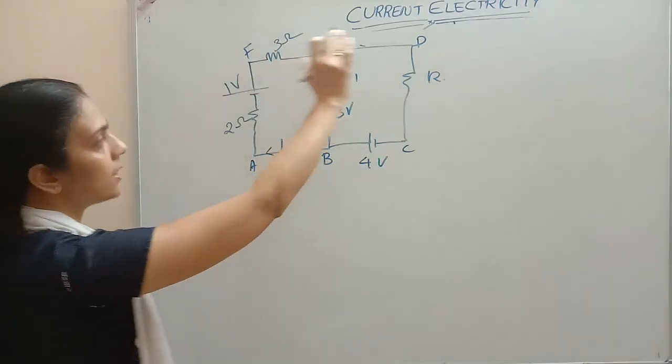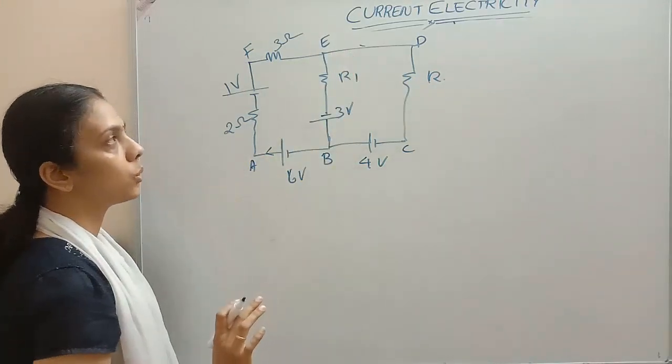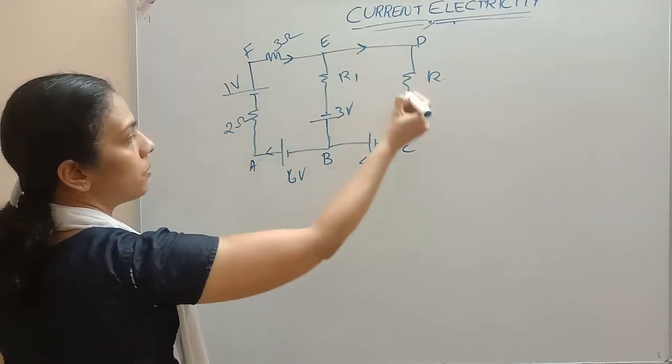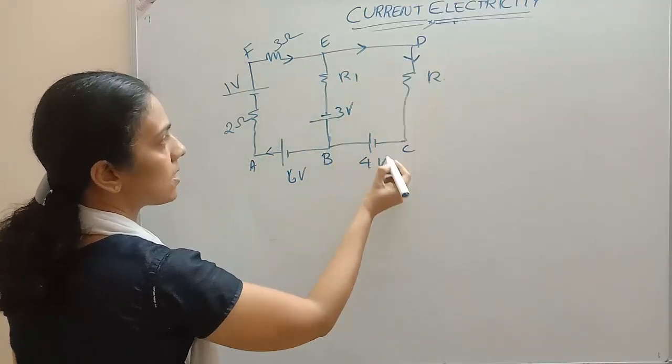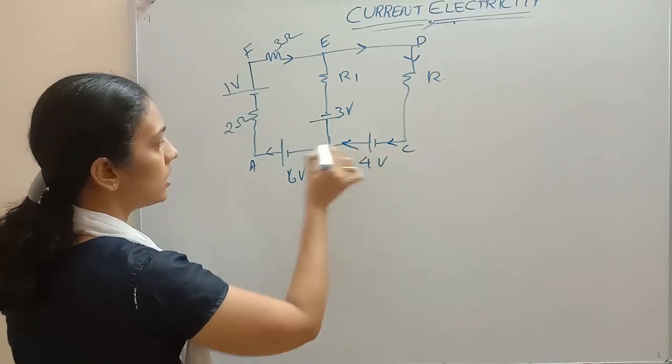So here in this diagram, no current is flowing through EB. That means, here positive from here like this. So this is how it is moving, and coming here it goes from positive to negative.